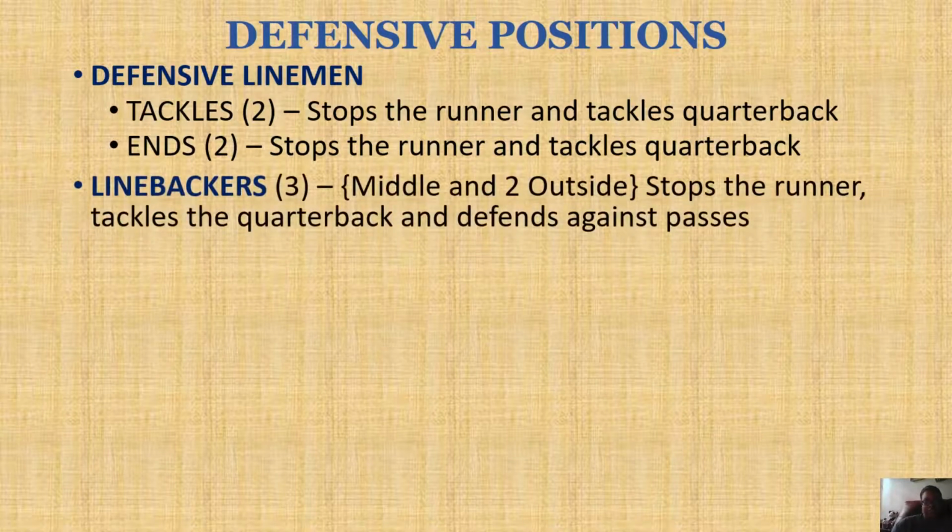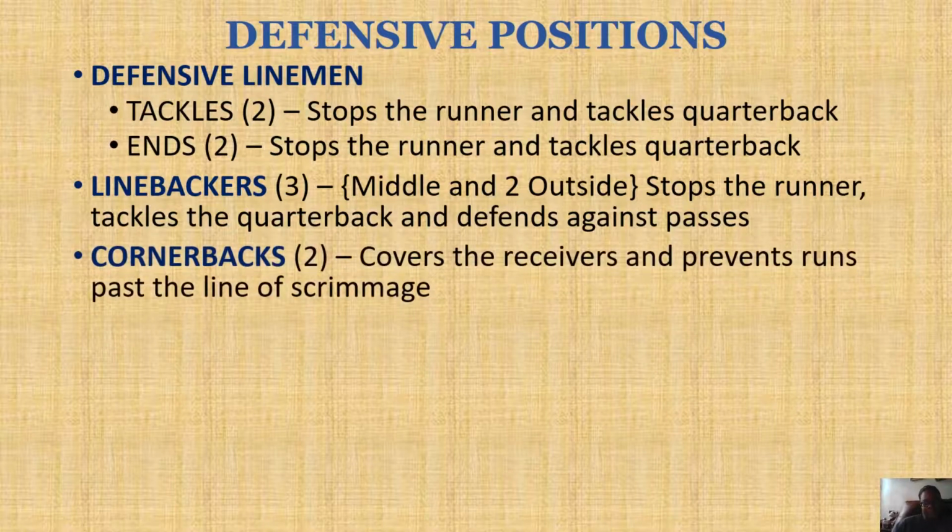Linebackers, you have your middle linebacker and your 2 outside linebackers, and they stop the runner. They try to get to the quarterback as well and defend against the pass. So the quarterback is trying to pass. They either try to jump or get in the throwing lane and get that ball. Cornerbacks, you have 2 of those. They cover the receivers and prevent runs past the line of scrimmage.